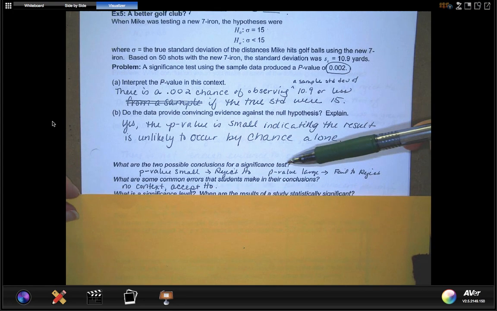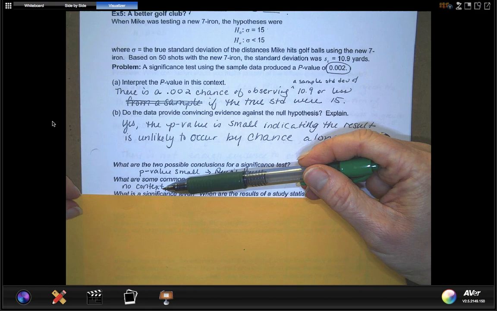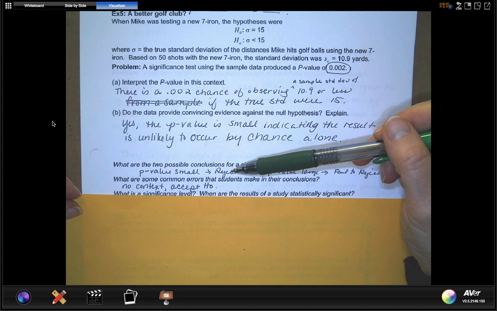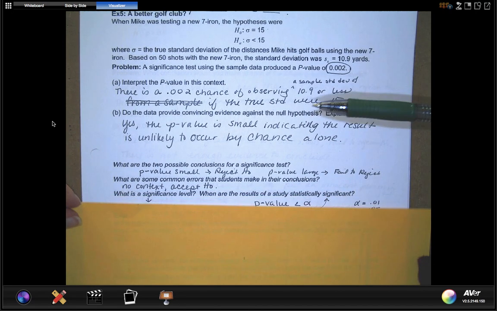What are some common errors that students make in their conclusion? You always want to write that final statement. Again, we're not there yet, but you always want to write it in context, and you never want to say you accept H0. I'll tell you why in a little bit.